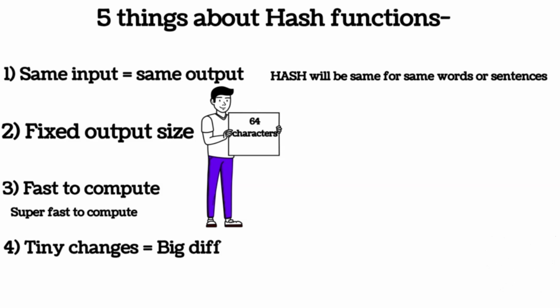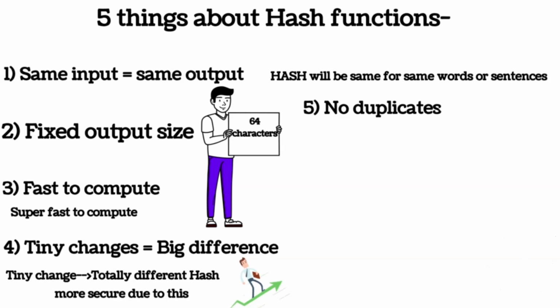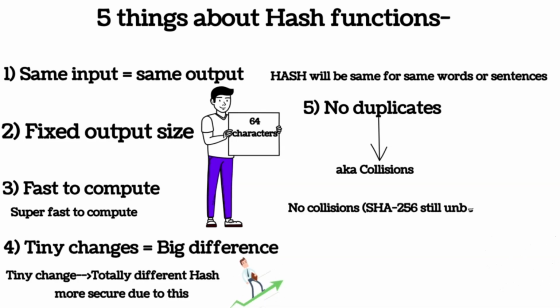Fourth, tiny changes equal big differences. Change just one character and the entire hash will be completely different, helping keep things secure. Fifth, no duplicates, also known as collisions. It is nearly impossible for two different inputs to produce the same hash. With SHA-256, no one has ever found a collision, and that's why it is trusted.